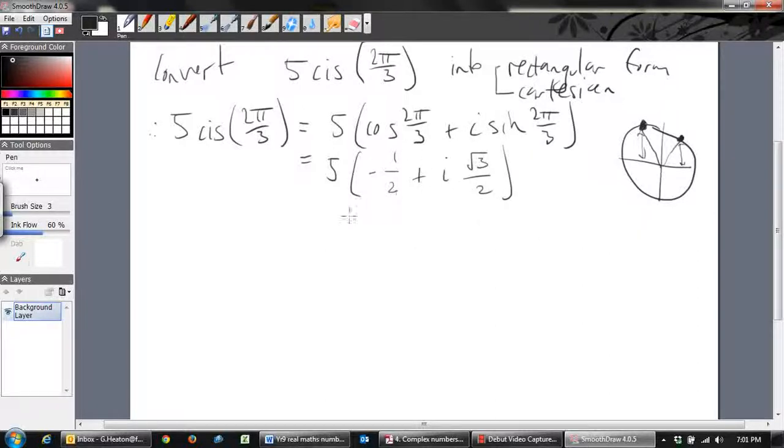And this is almost in rectangular form. We'll just get rid of this 5 here. So that is negative 5 over 2 plus, I'll put the i last in this case, 5 root 3 over 2 i. And that's in Cartesian form or rectangular form. And that's all we'll talk about polar form today, and we'll go on and do a bit of operations with polar form for the next video.